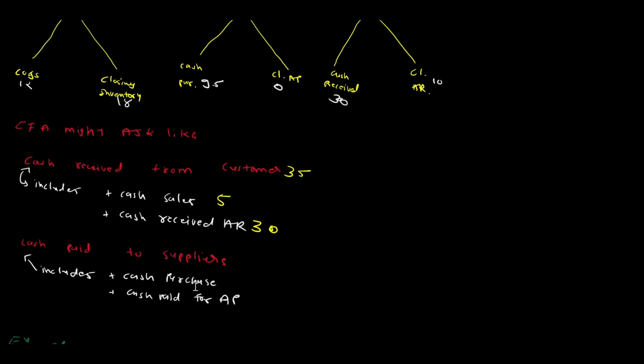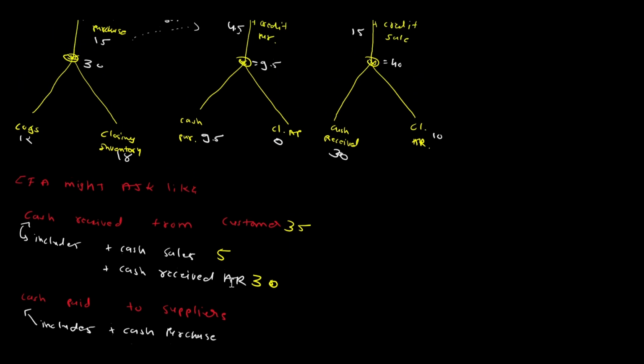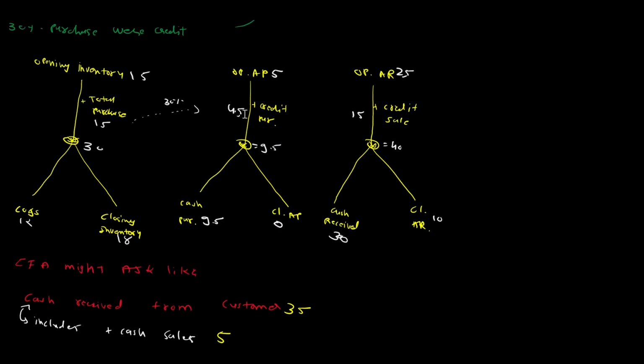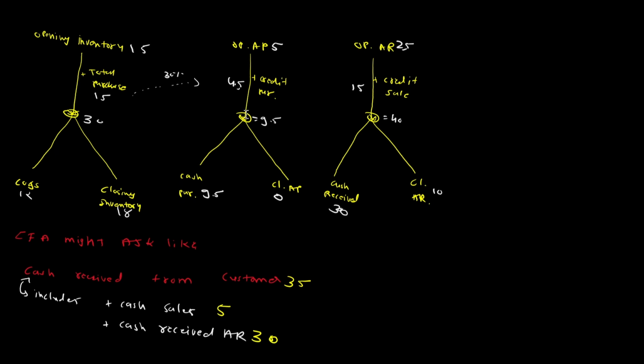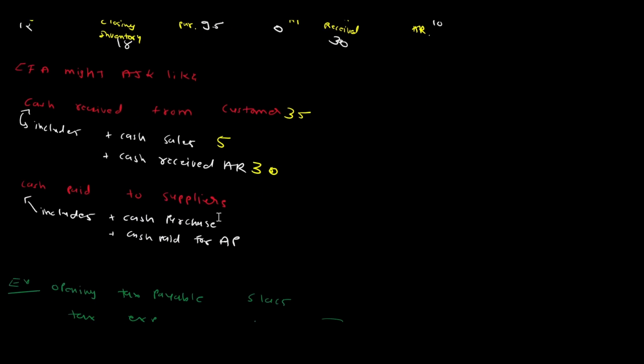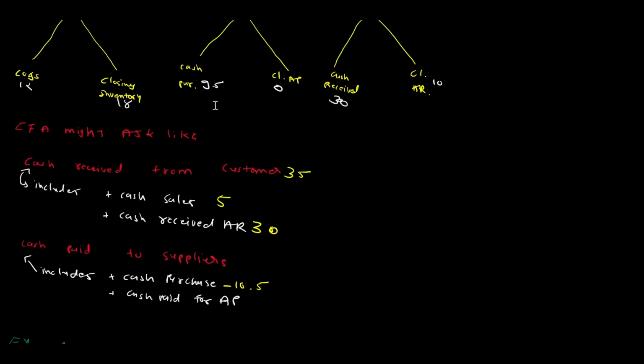Next is the cash purchase. Total purchase is 15, 30% is on credit, so 4.5 is credit. So it is minus 10.5 in cash. And then my cash paid for the AP is 9.5. Here is the cash purchase, 9.5, minus 9.5. So minus 20 in total is paid to the supplier. So this is the first example.